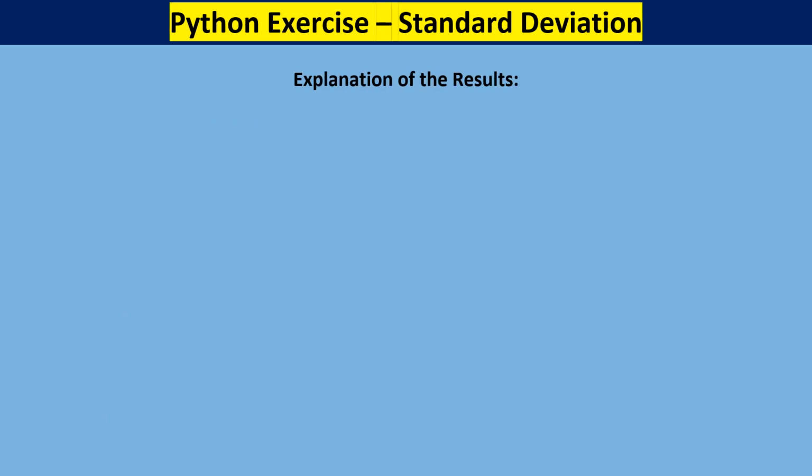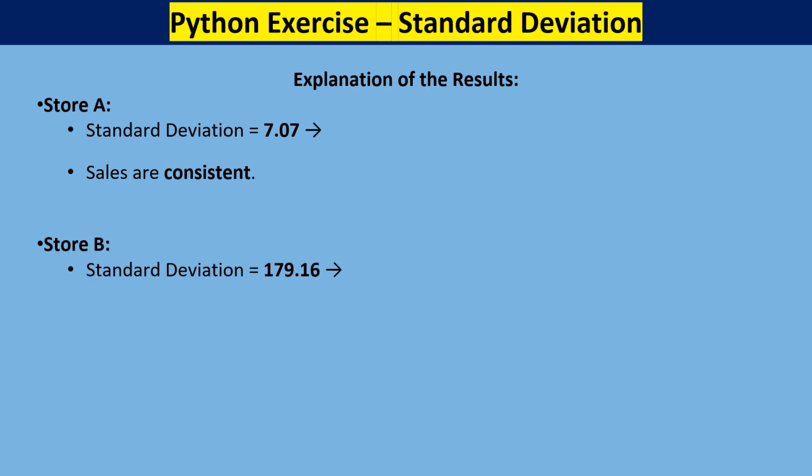Now, explanation of the results. Store A's standard deviation is 7.07, so sales are consistent and close to the average. Business implication: the store can easily predict future sales and manage inventory efficiently. Store B's standard deviation is 179.16, and sales vary significantly. The store might need to adjust marketing strategies, analyze peak sales periods, or handle inventory carefully.